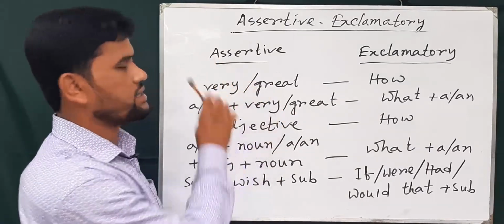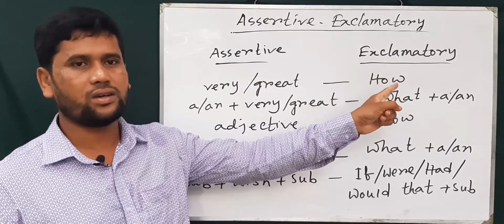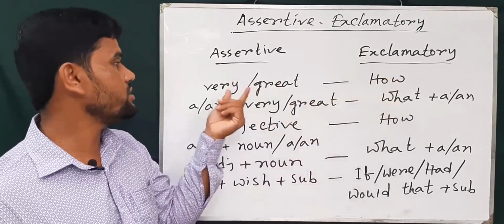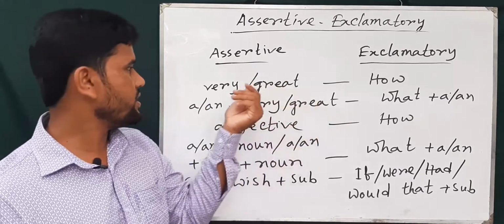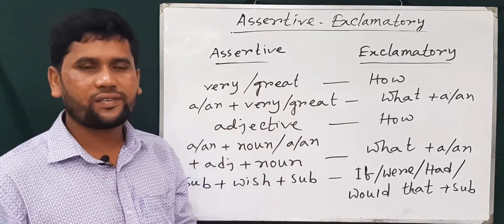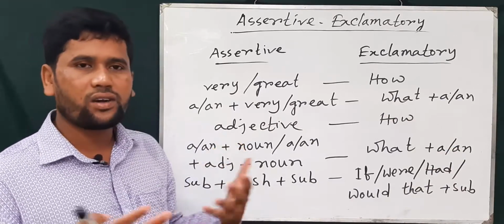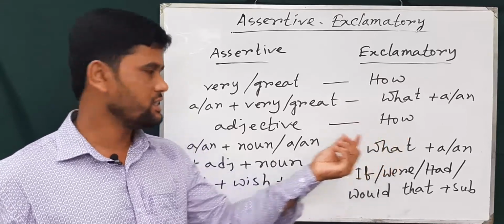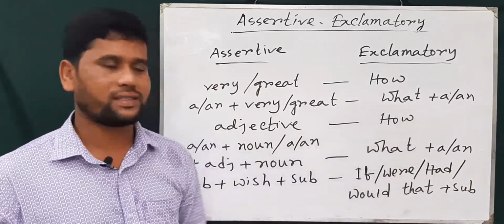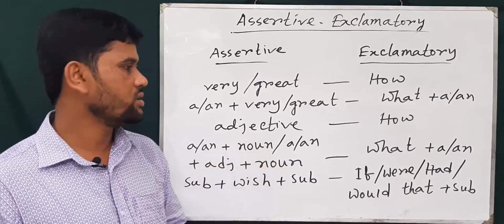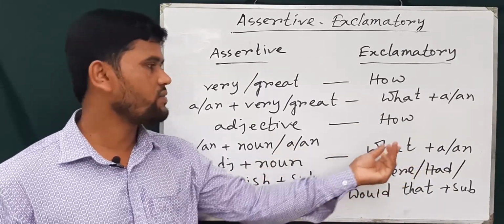When you find very or great in an assertive sentence, only very or great, then you can use how at the beginning of an exclamatory sentence. Or when an exclamatory sentence starts with how, you can use very or great in the assertive sentence. When you find a or an plus very or great, then you can use what and what plus a or an. And when you find only an adjective, then you can use how plus adjective. When you find any adjective in the assertive sentence, you can use how plus adjective. When you find a or an plus noun, you can use what plus a or an. Or when you find a or an plus adjective plus noun, then you can use what plus a or an.